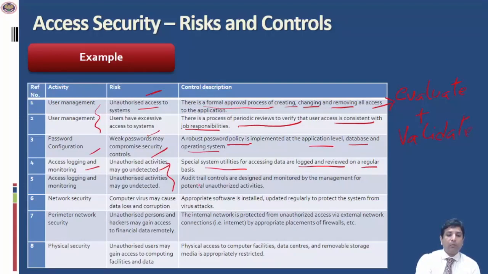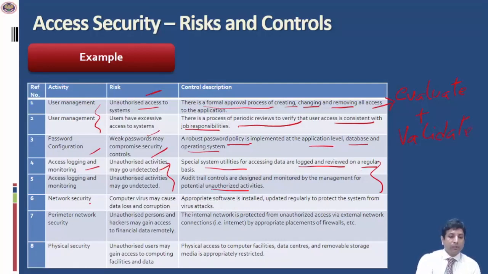Audit trail controls are designed and monitored by management for potential unauthorized activities. So these two controls go hand in hand to mitigate the risk that some unauthorized activities have happened and have gone undetected. So having these two controls would help management get the assurance that unauthorized activities, even if they have happened, have been identified or detected in a timely manner.